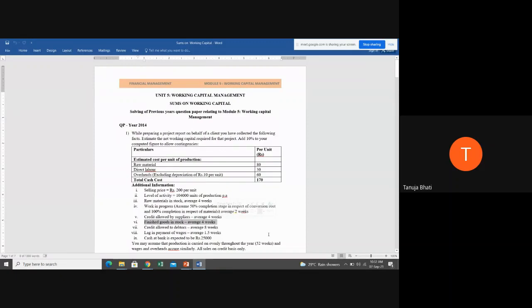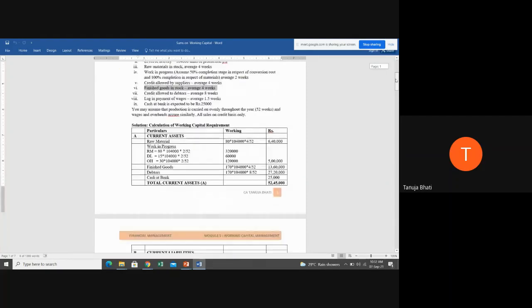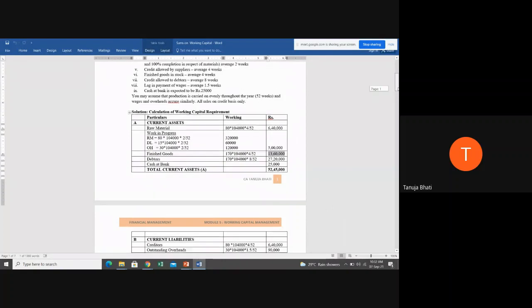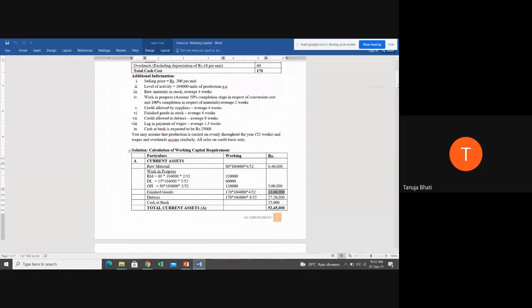Sorry, it is 170 into 1,04,000 into 4 by 52, because finished goods is always to be taken at cost. So see, students, finished goods, not 1 lakh 70, 170 into 1,04,000 into 4 divided by 52. You got 13,60,000. Yes, students, is finished goods calculation clear?